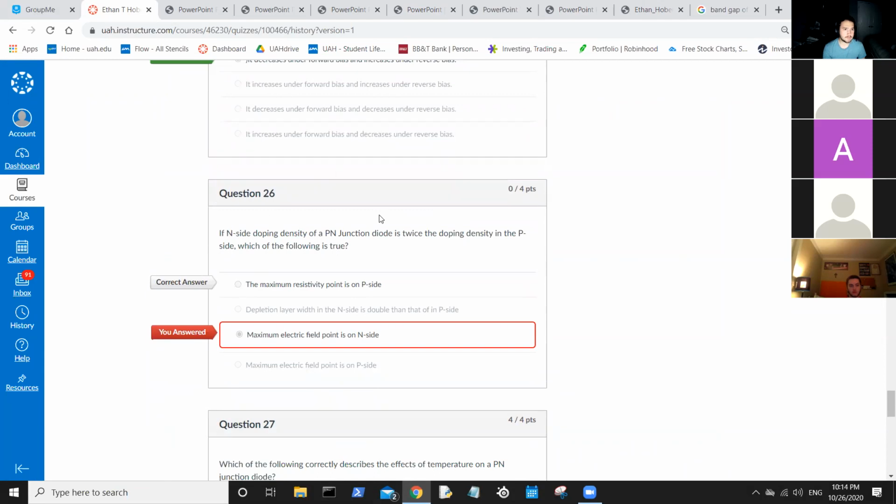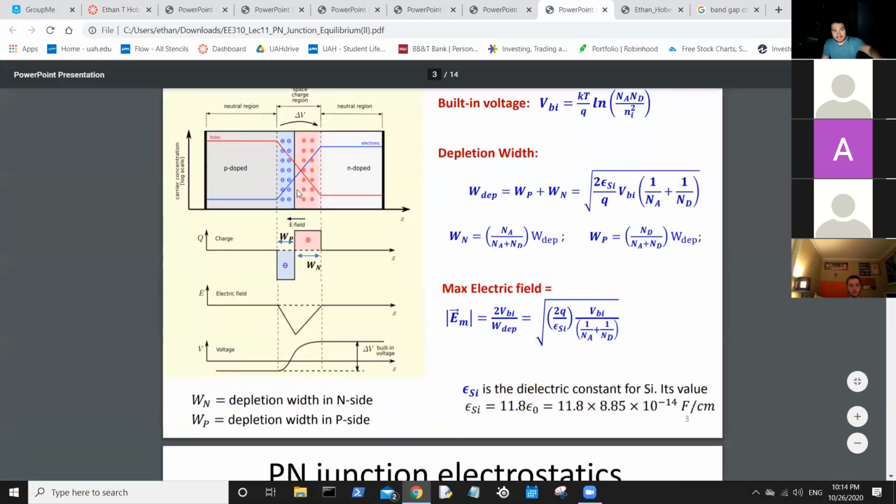If the N side doping density of a PN junction is twice the doping density of the P side, which of the following is true? I answered this wrong because I'm a nerd. The correct answer is the maximum resistivity point is on the P side. The real reason my answer is wrong is that I said the maximum electric field point is on the N side, when we know that regardless of the PN junction, the maximum electric field is always at the junction point.